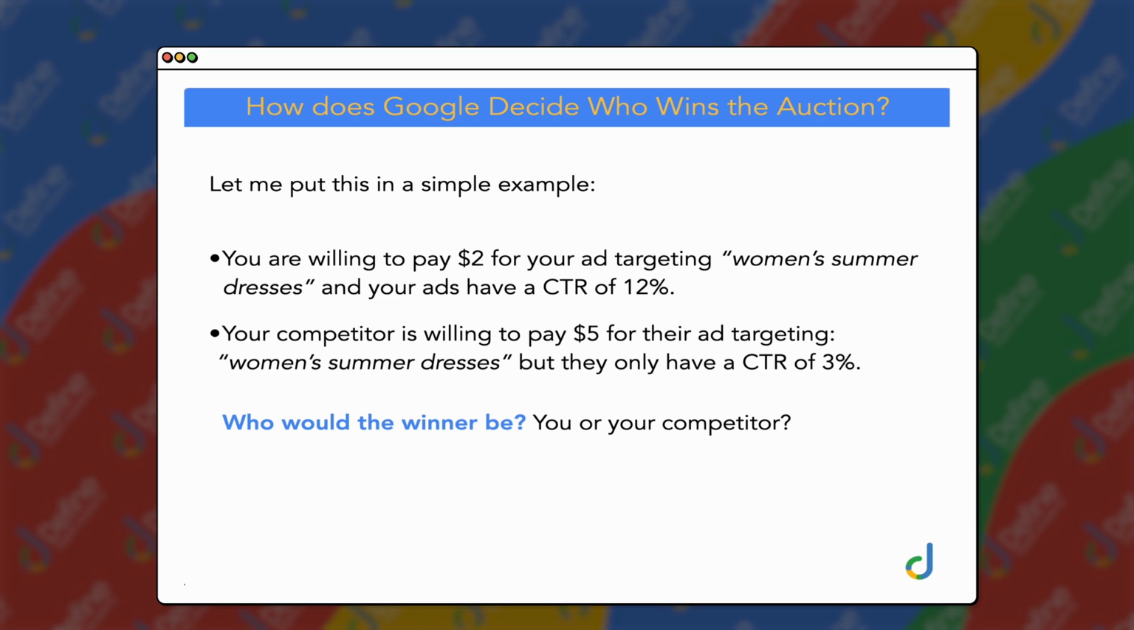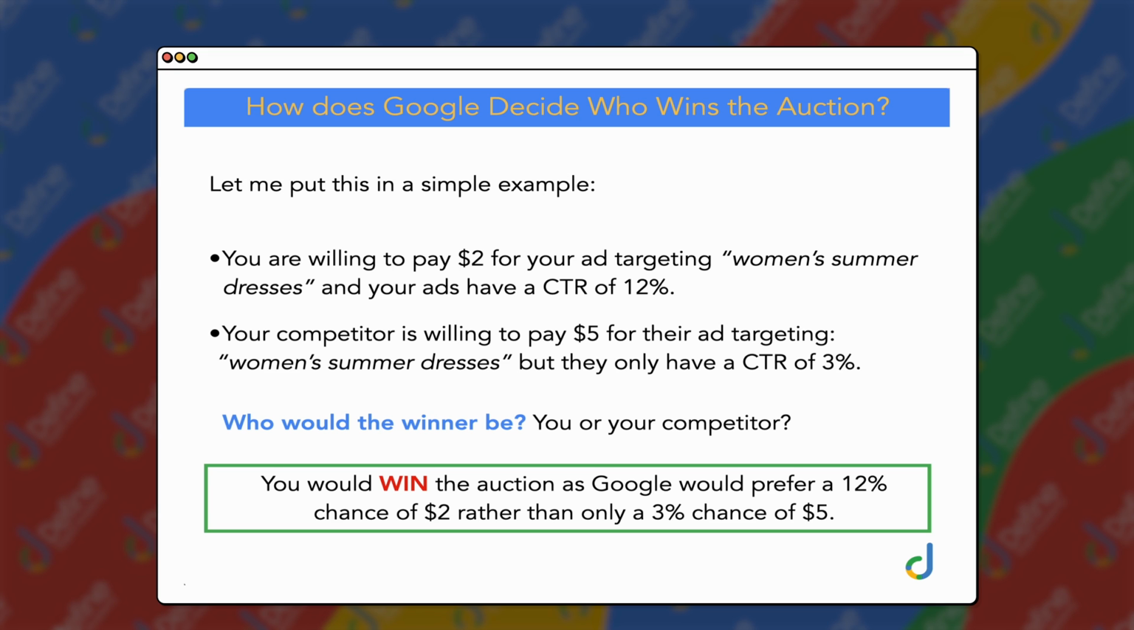You're willing to pay $2, they're willing to pay $5, but you would win the auction, as Google would prefer a 12% chance of $2 rather than a 3% chance of $5. So think of it like this: across every 100 searches, Google knows that it's going to get 12 clicks, so it's going to earn $24, versus the competitor where they're only going to get 3 clicks out of every 100, so they're only getting $15. That's why your ad would win even though you've got a lower budget. So at a starting point, always remember that important point about Google is that yes, it is an auction, but it's not just about whoever has the highest budget or the highest bid wins.